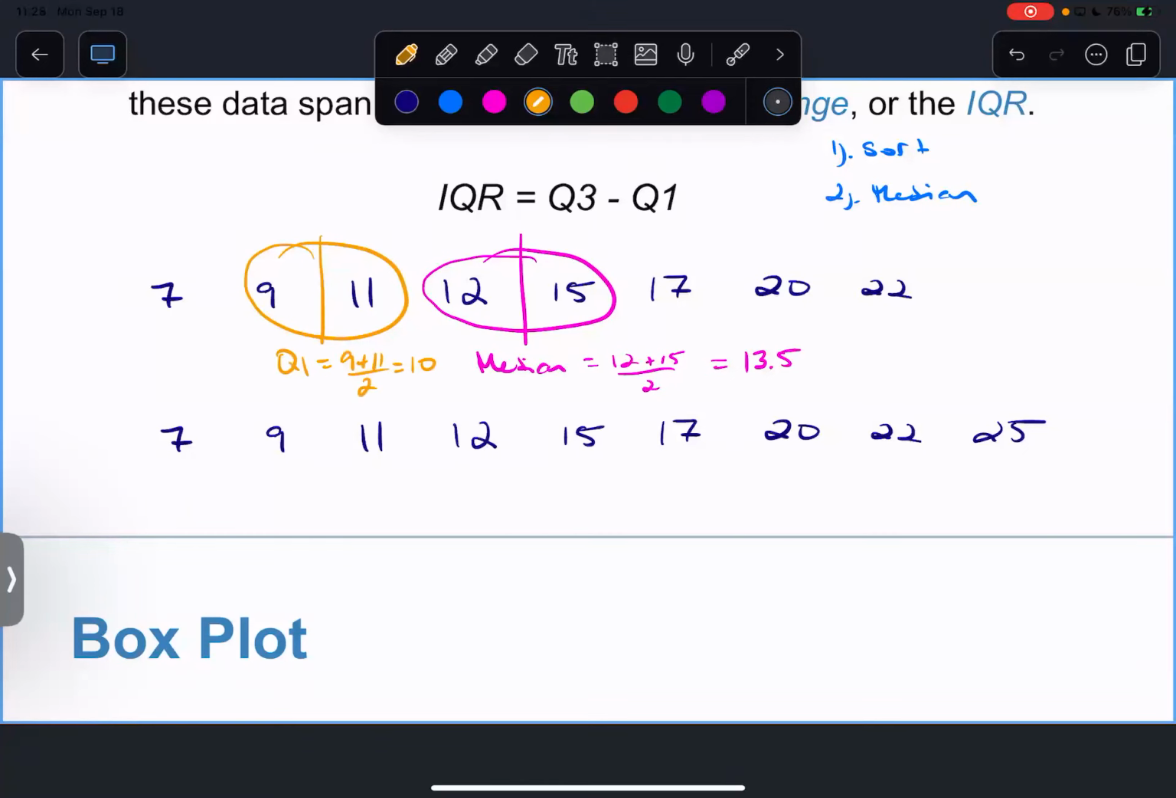Depending on the number of observations that you have, sometimes you'll land on a number, sometimes you end up taking the average. It just depends. And now we can find Q3, which is on the other side and splits the top half of the data in half, right? Quarters. So boop, boop, same deal here. Q3 is 17 plus 20 divided by 2, 18 and a half. Yeah, that works for me.